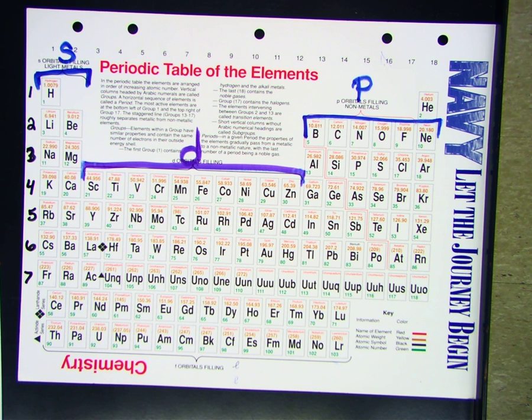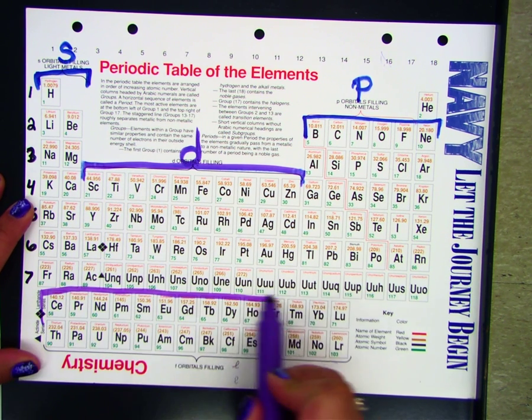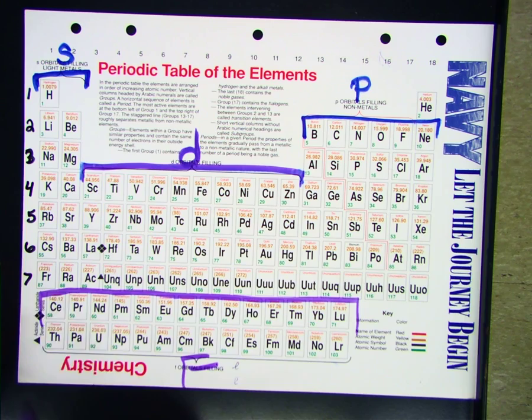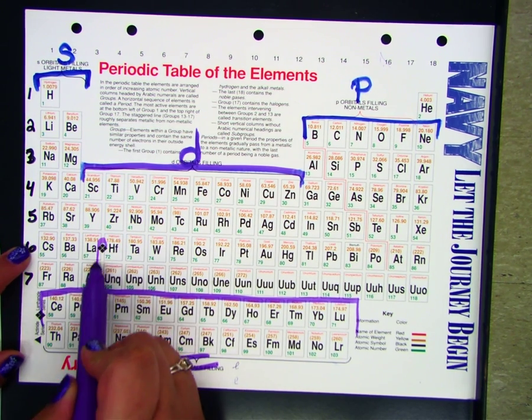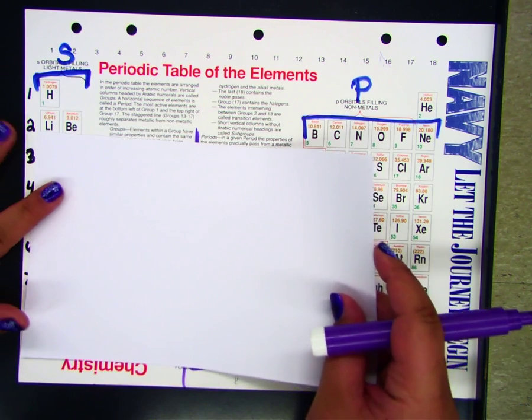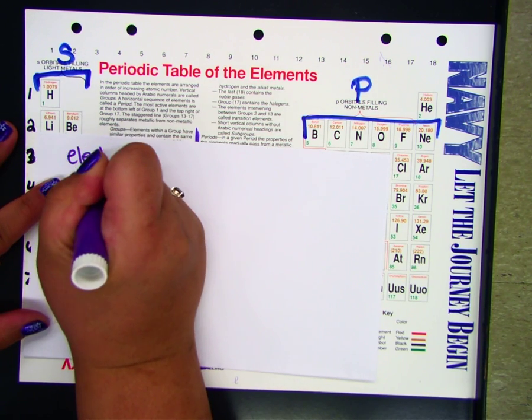This is your D's. That's your D block. How many electrons can an S orbital hold? Where do you think those are? This whole section here across the bottom. These are S. Because these two rows actually belong right here. That's what those symbols mean. They belong inserted right in there.